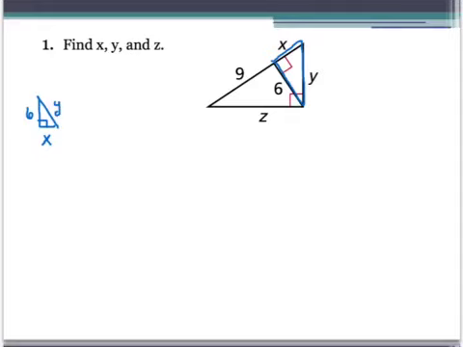Now I'm going to draw my medium triangle. I want to make sure I put my triangles in corresponding positions. And my medium triangle is going to be this triangle right here. So my right angle is there, which means my hypotenuse has the length of Z. The short leg has got to be 6 because 6 is smaller than 9, so 9 has to be my long leg. And now I want to draw my large triangle.